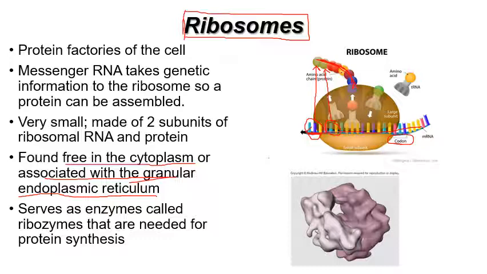The ones in the cytoplasm make proteins that are going to be used in the cell, in the cytoplasm. The granular makes proteins that are going to be packaged into lysosomes, packaged into proteins that are going to go to the plasma membrane to be embedded, or packaged in vesicles to be eventually secreted out of the cell. So where the ribosomes sit and what kind of protein is being made determines which messenger RNA goes to which type of ribosomes, either the free or the granular.